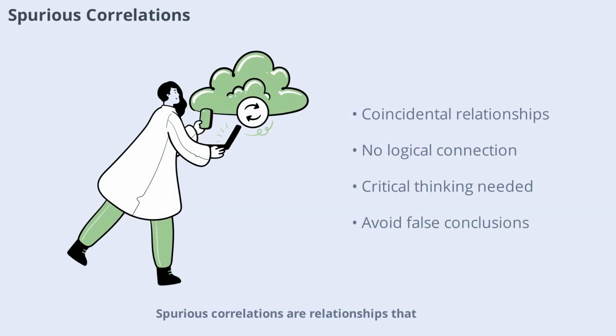Spurious correlations are relationships that appear meaningful but are actually coincidental. For instance, the number of films Nicolas Cage appears in and the number of swimming pool drownings may show a correlation, but there's no logical connection.